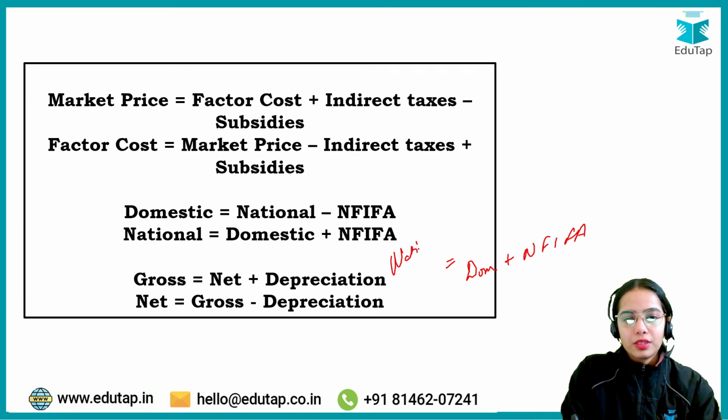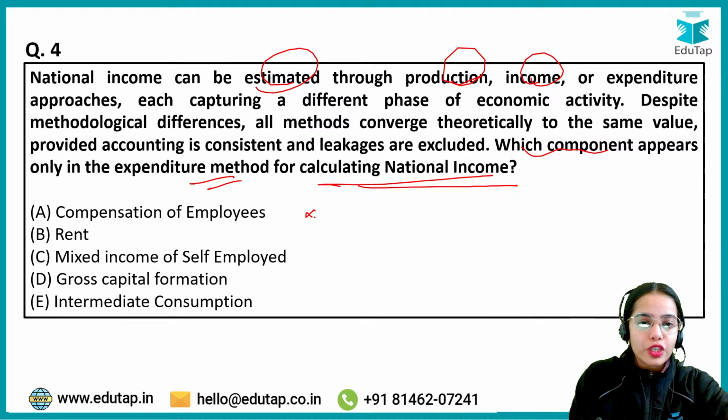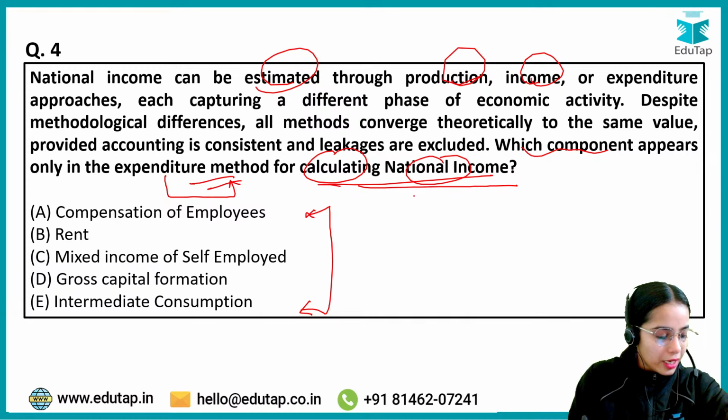Now, next: national income can be estimated through the product method, income method, and expenditure method. Which component appears only in the expenditure method for calculating the national income? Which of the following components appears only in the expenditure method? So try to answer this.